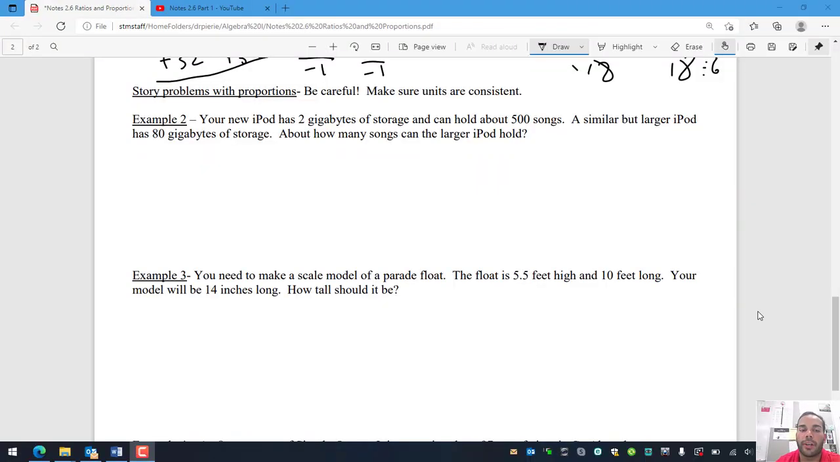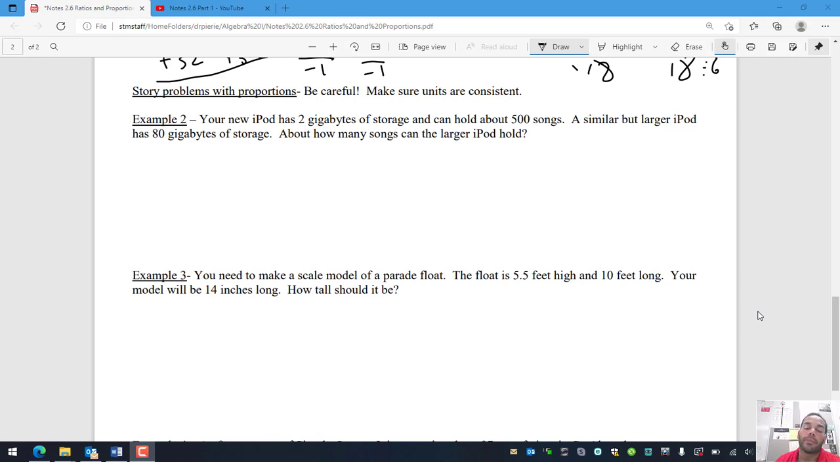All right, so one thing to consider is that word problems are extremely popular when it comes to setting up proportions and ratios. Okay, so let's take a look at example two. It says your new iPod has 2 GB of storage and can hold about 500 songs. A similar but larger iPod has 80 GB of storage, and I want to know how many songs can that larger iPod hold.